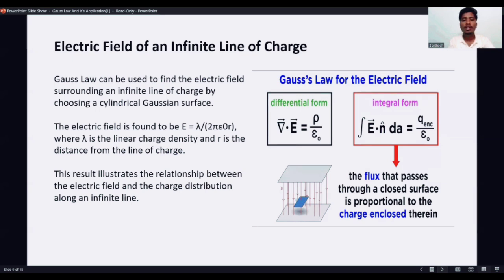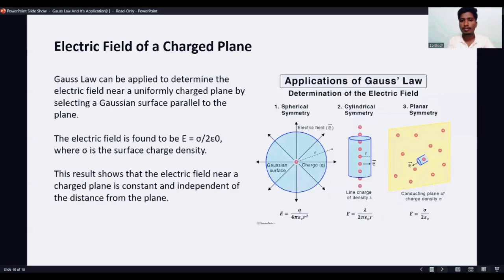And this result illustrates the relationship between the electric field and the charge distribution along an infinite line.